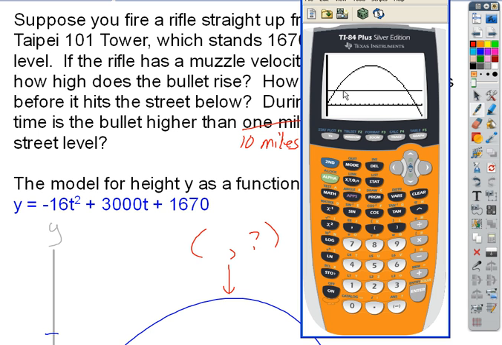So I could just find that intersection: second, calc, intersect. First curve, second curve. Then I just want to go over here, close to this guy, and make my guess. Okay, that's probably good enough right there. So if I take my guess, it's at 18.96 seconds is how long it would take.